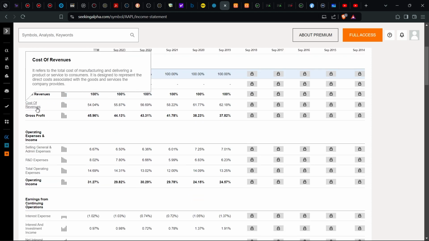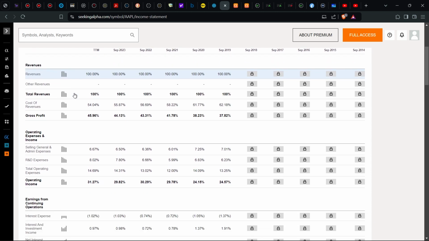Now let's begin. Cost of revenues. It refers to the total cost of manufacturing and delivering a product or service to customers. It is designed to represent the direct costs associated with the goods and services the company provides. This is Apple, right? You're talking about Apple. They sell products and they also sell services. In the actual income statement of the company, which is available in the annual reports and from the official website or even from the SEC website, the revenues will be split to show which part is the products or the services.